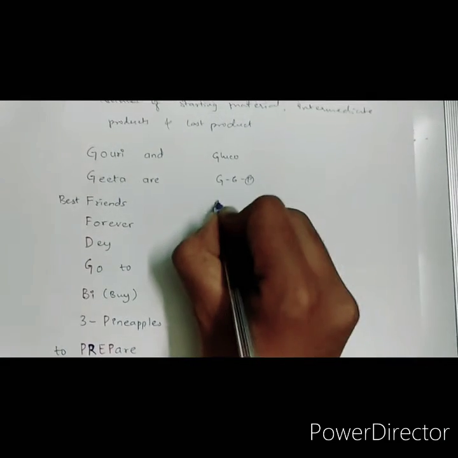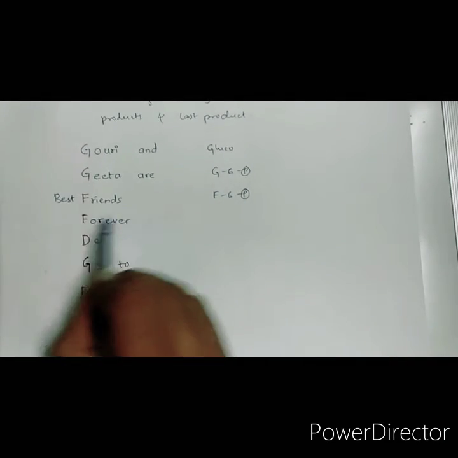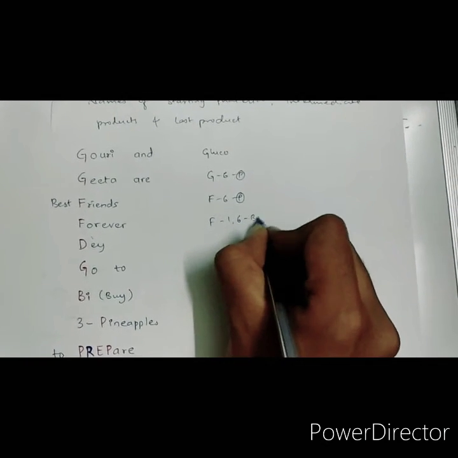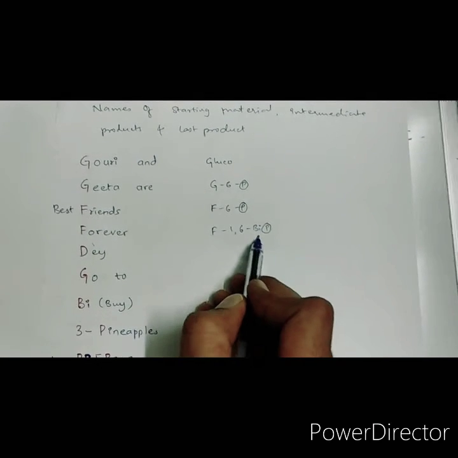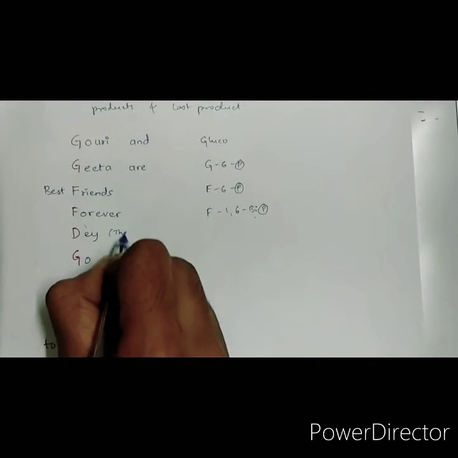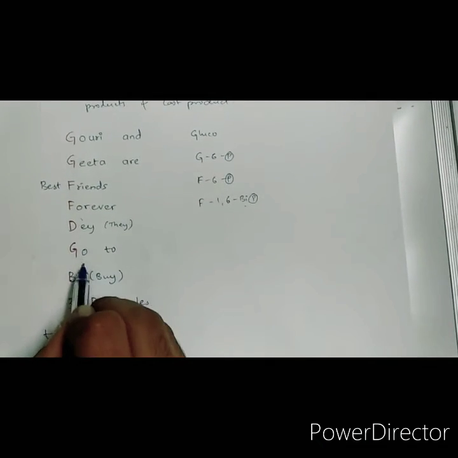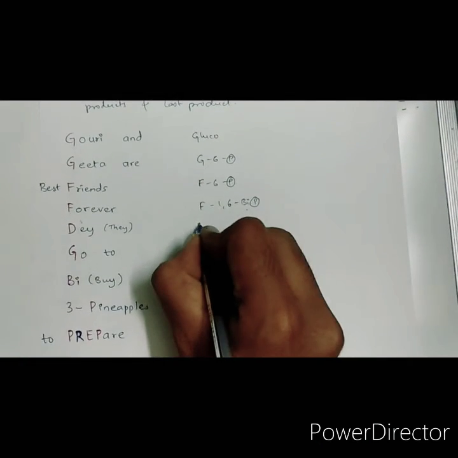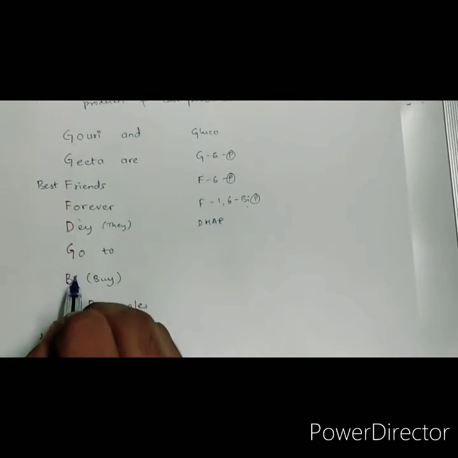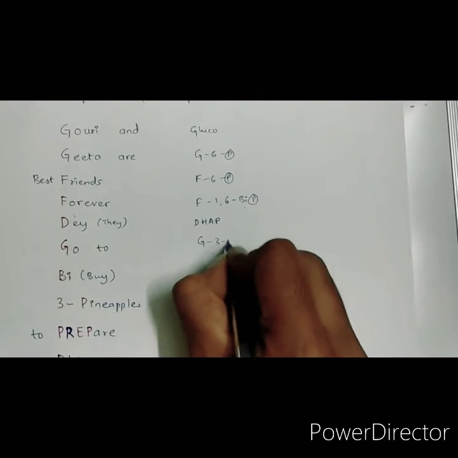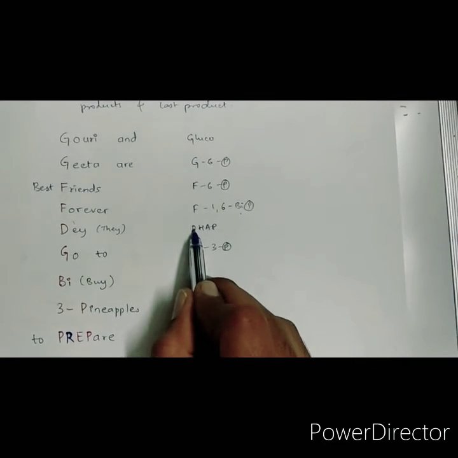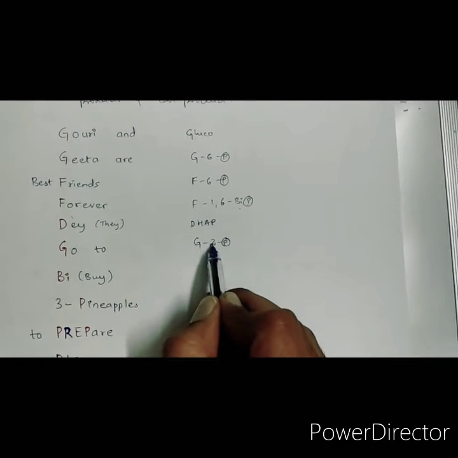Next F represents fructose 6-phosphate, right? And the second F represents fructose 1,6-bisphosphate. From here the splitting starts. Instead of THEY I had written DEY, they go. D and G. D represents dihydroxyacetone phosphate, and G represents glyceraldehyde 3-phosphate. These are the two split products from fructose 1,6-bisphosphate.